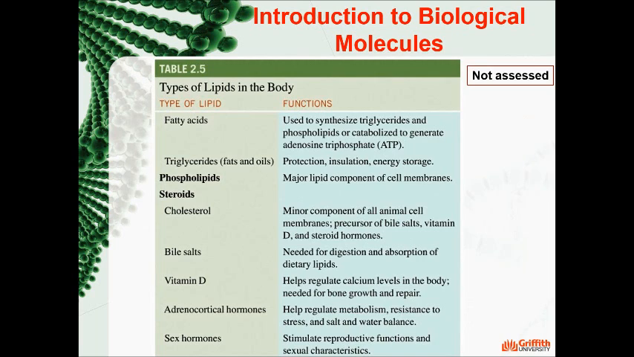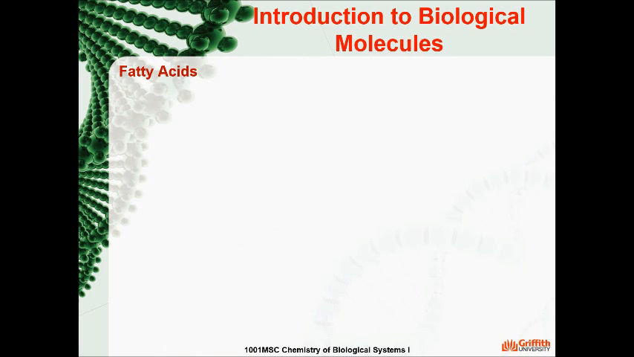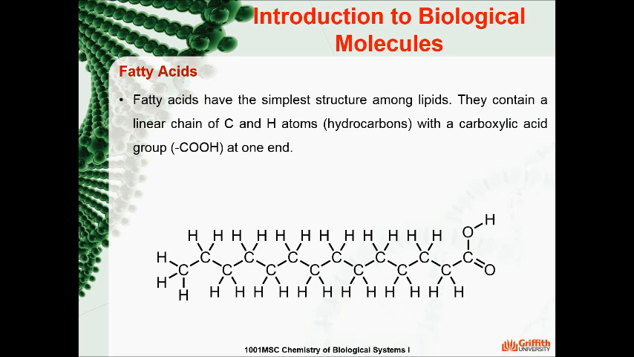Fatty acids and triglycerides are the two types of lipids that our body stores when we eat excess food. Phospholipids are the major component of the cell membranes. You can see from the table the wide range of functions that lipids play in our body. Let's discuss the fatty acids and the triglycerides in more detail.